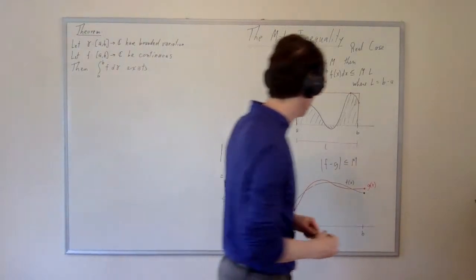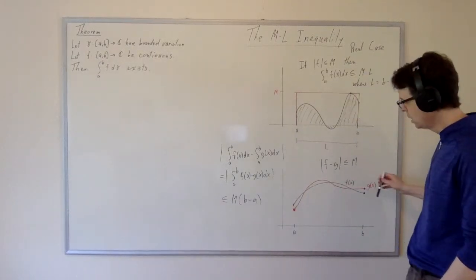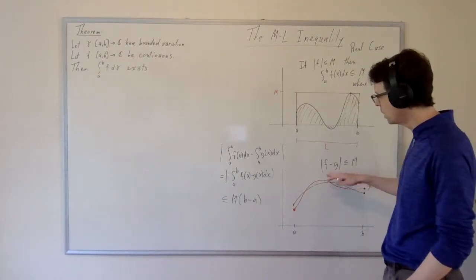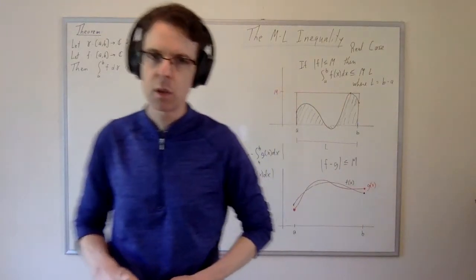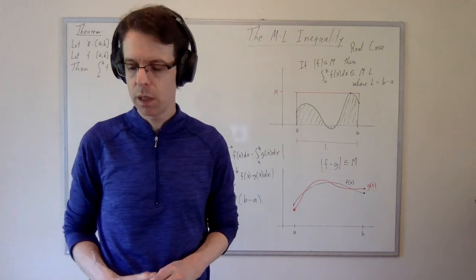So this is where the ML inequality really starts to shine. When we have two functions that are close to each other in an appropriate sense, then the integrals of those functions cannot be very far apart. They're bounded by this inequality. So that's the real value of the ML inequality.